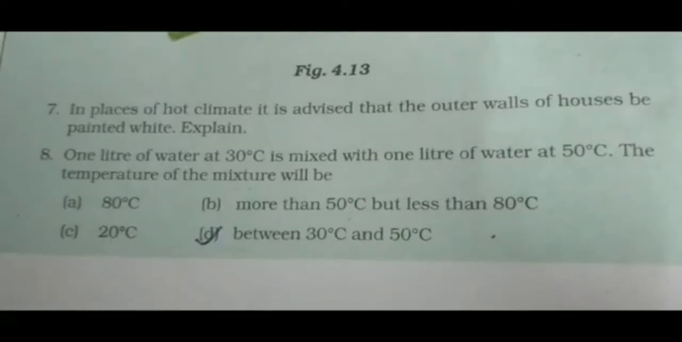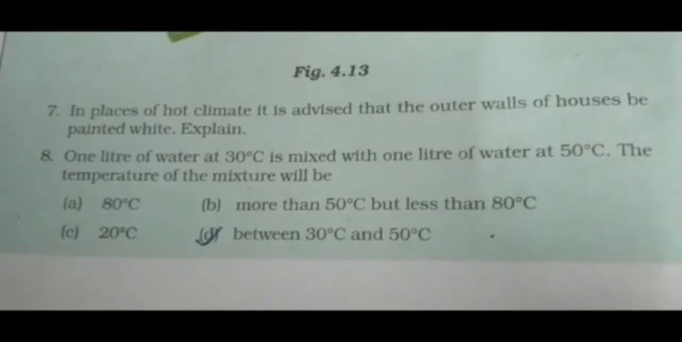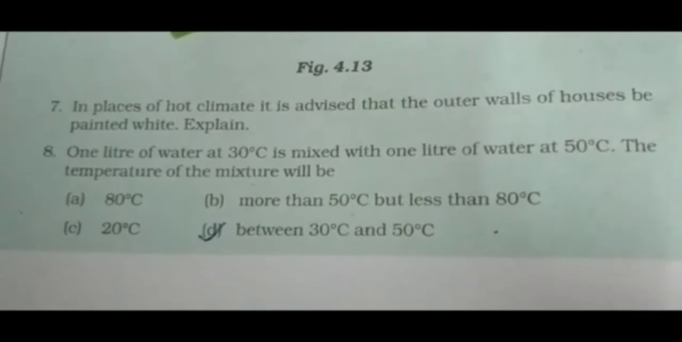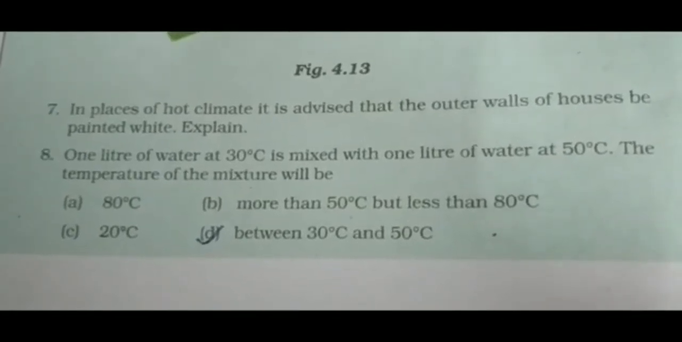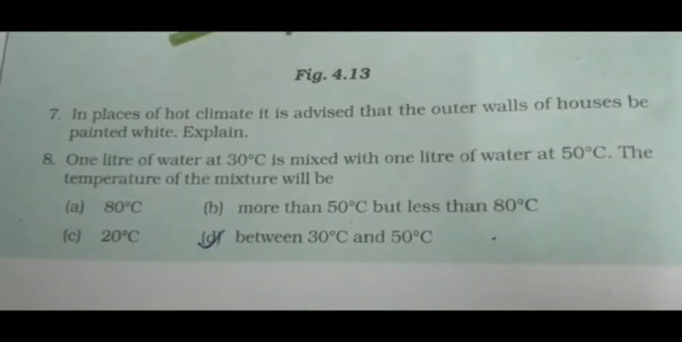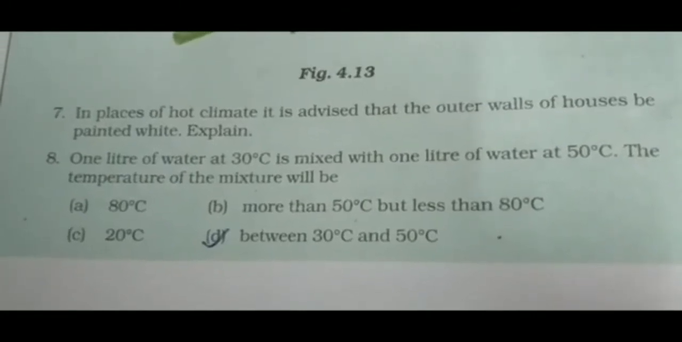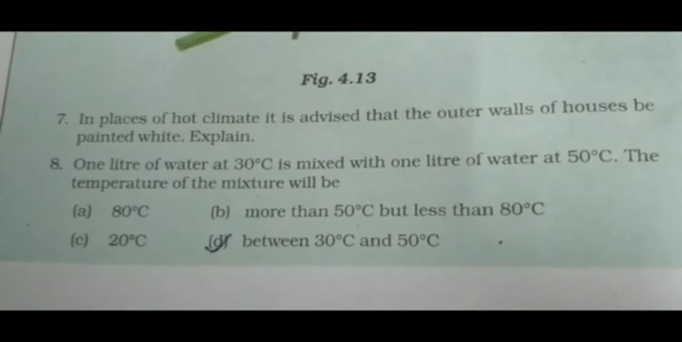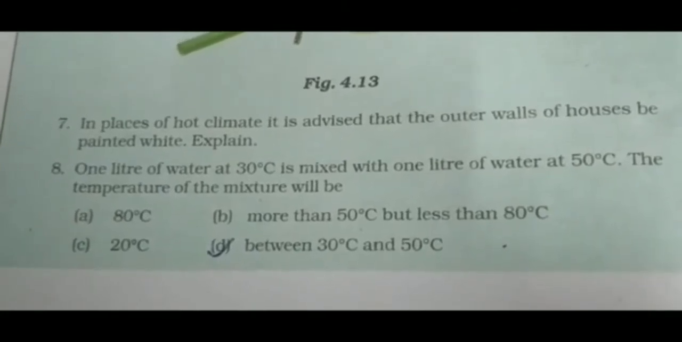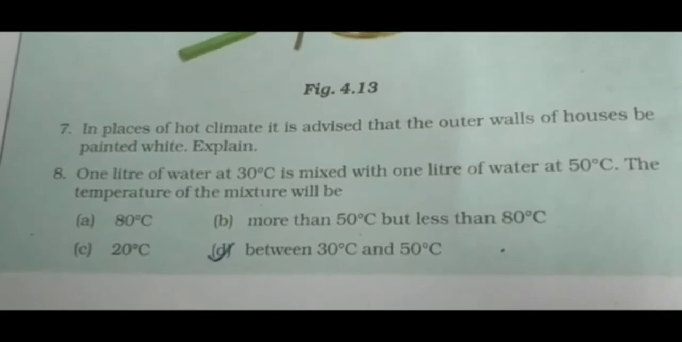Number 8. 1 liter of water at 30 degrees Celsius is mixed with 1 liter of water at 50 degrees Celsius. The temperature of the mixture will be between 30 degrees Celsius and 50 degrees Celsius, because hot water loses heat and simultaneously cold water gains heat. This keeps the temperature in between 30 degrees Celsius and 50 degrees Celsius.